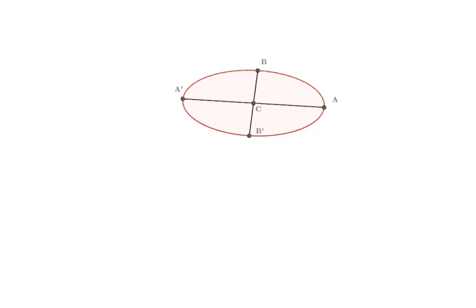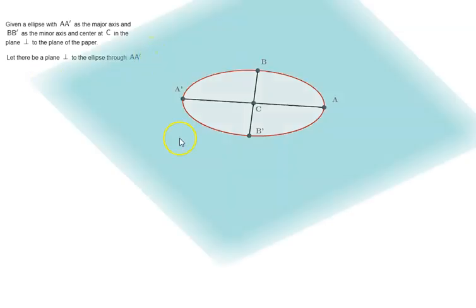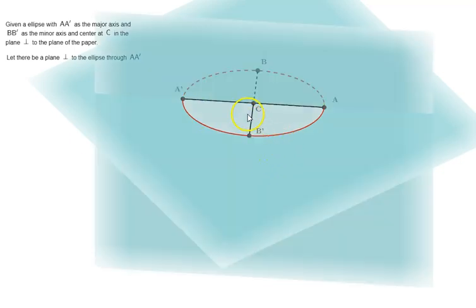Let's see what this statement means first. Given an ellipse with AA' as the major axis and BB' as the minor axis and center at C, in the plane perpendicular to the plane of the paper. Let there be a plane perpendicular to the ellipse through AA'. This is the plane of the ellipse, and this is the plane perpendicular to the ellipse.